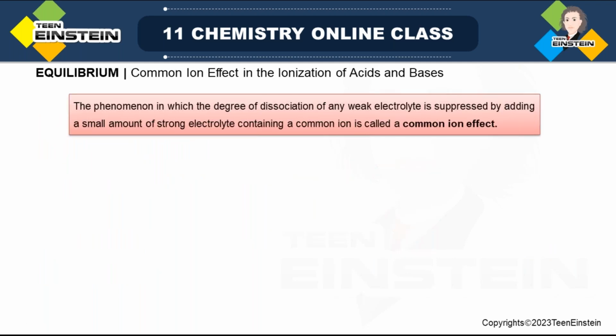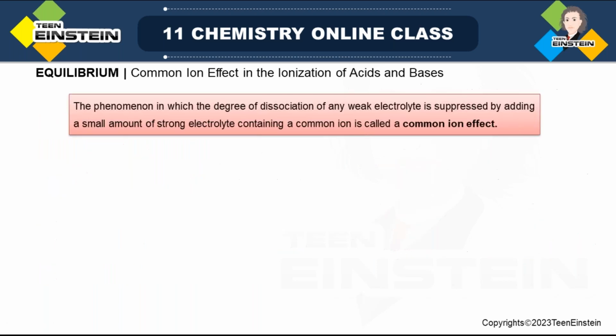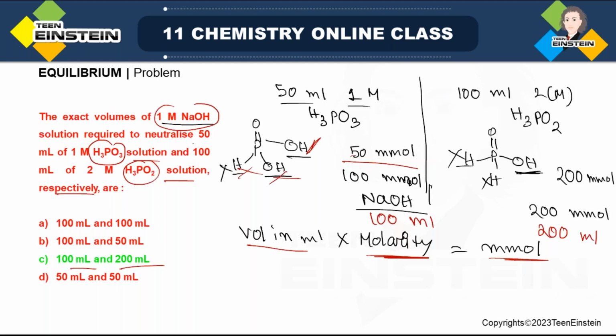So a new topic is started. We will not start it today; we'll end it here. The new topic is basically the common ion effect in the ionization of acids and bases. Mostly it concerns weak acids or bases.